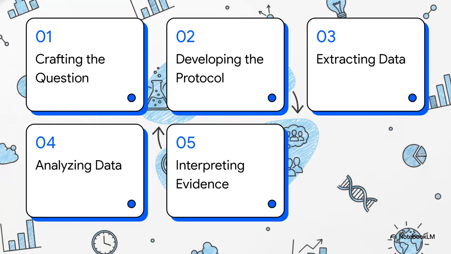So here's our game plan. We're going to start with what is, without a doubt, the most critical piece of the puzzle: crafting the right question. From there, we'll see how that question gets translated into a rock-solid protocol. Then it's all about getting the data, running the numbers, and finally, maybe the hardest part, figuring out what it all means. Each step builds on the last, and as you'll see, one weak link can jeopardize the whole thing.